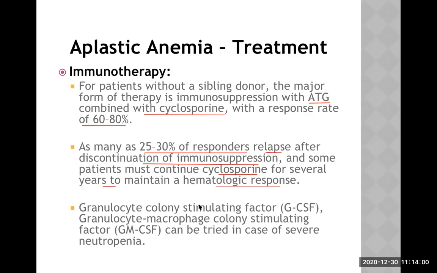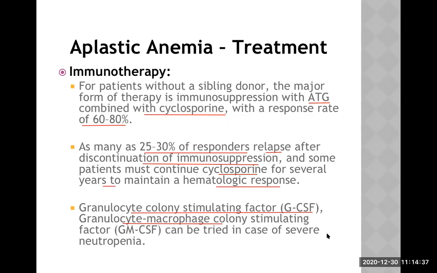Another important point you need to know here: we need to stimulate the bone marrow by giving stimulating factors. These are called granulocyte colony stimulating factor or granulocyte macrophage colony stimulating factor. They can help the process, especially they can stimulate the young neutrophils, and this really helps the patient because this is a problem of neutropenia. So these are the different therapies which are available for aplastic anemia.